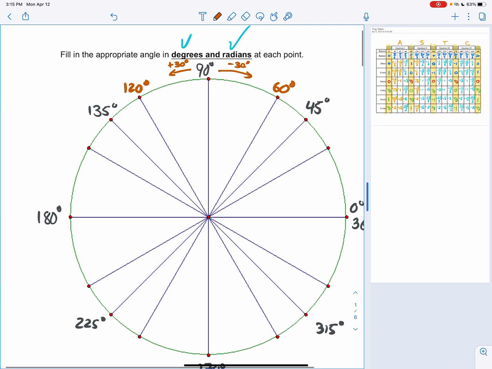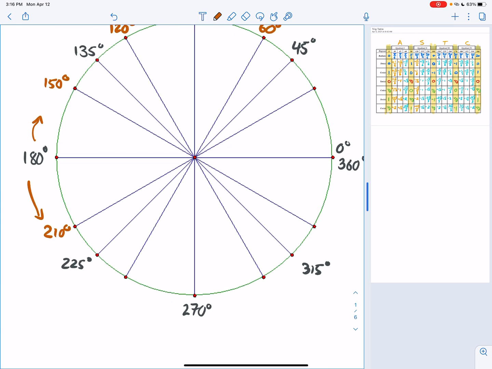Okay. At 180, if I go back, that should be 150. If I go forward, that should be 210. At 270, if I go back, that's really just 240. And if I go forward or counterclockwise, that should be 300 degrees. And if I go back from 360, that'll be 330 degrees. And if I go forward from 0, that'll just be 30 degrees.